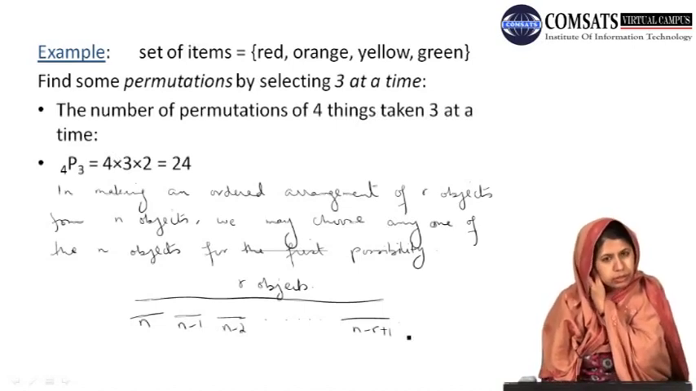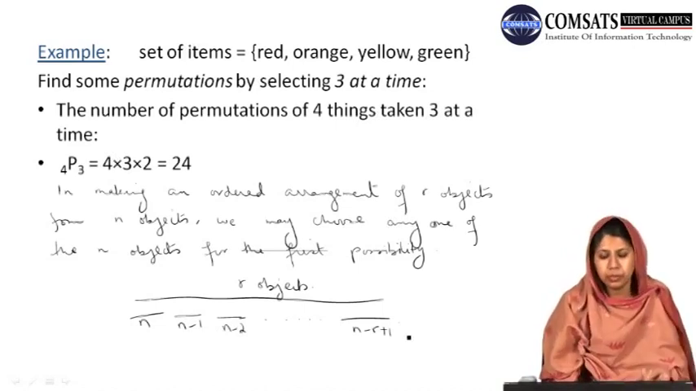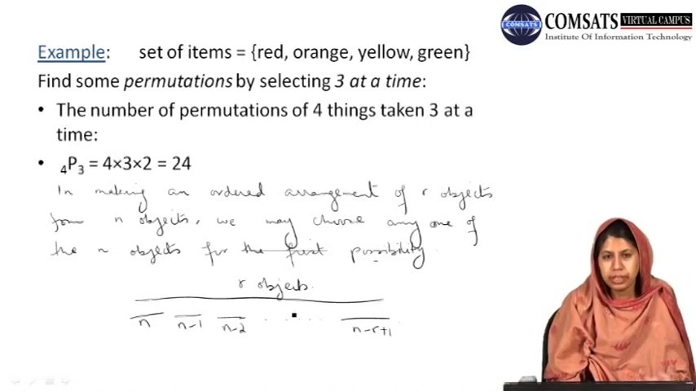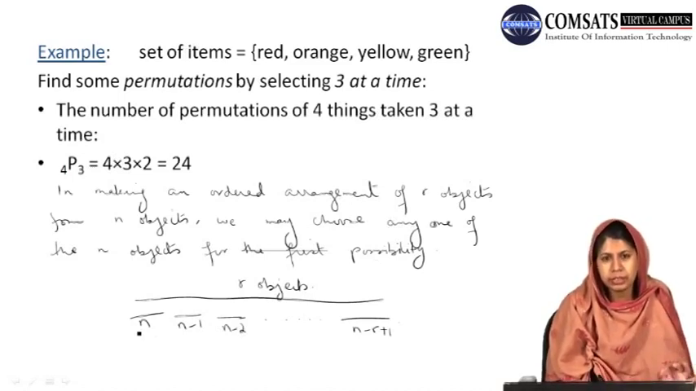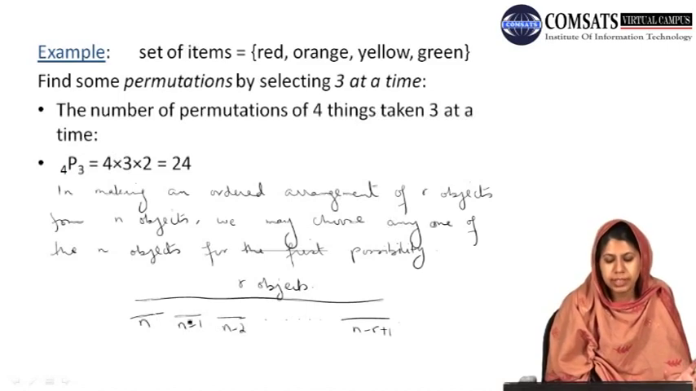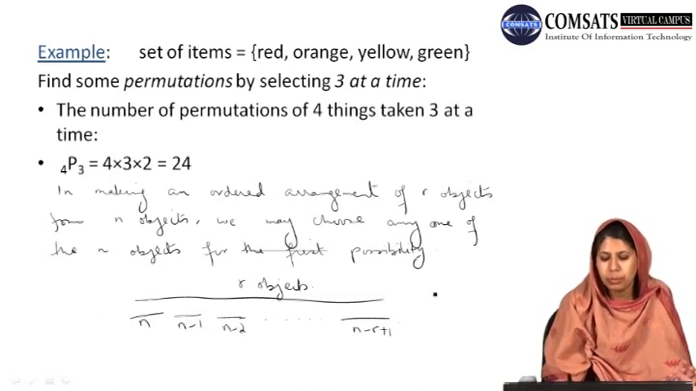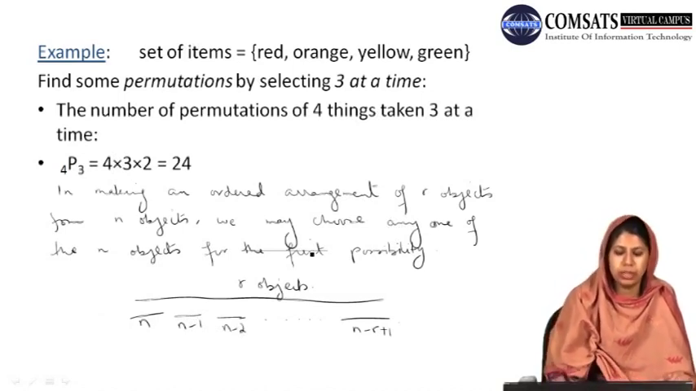So this is how the rule of permutation works. That is, given n objects and we have to take r objects from this, then the first object is free. It has the n possibilities. The second one is left with one less possibility, and so on. So this is how we obtain our permutation formula.